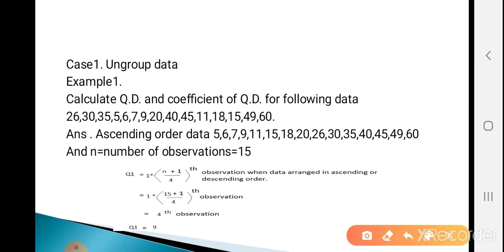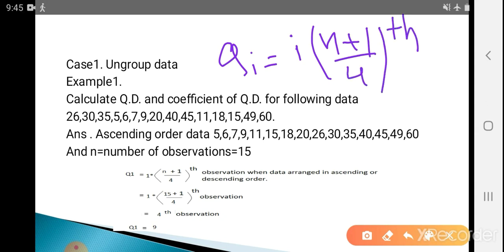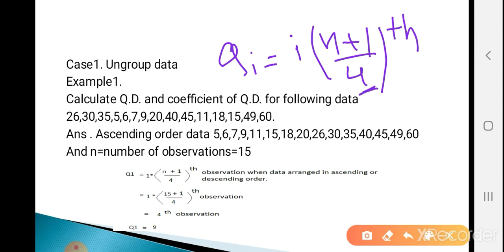Now how to calculate the quartiles for ungrouped data? The formula is Qi is equal to i times (n plus 1) divided by 4th observation, because there are 3 quartiles which divide the data into 4 equal parts when arranged in ascending or descending order. For quartile deviation we need the values of Q1 and Q3, that is, the first quartile and third quartile. So find out Q1 and Q3.